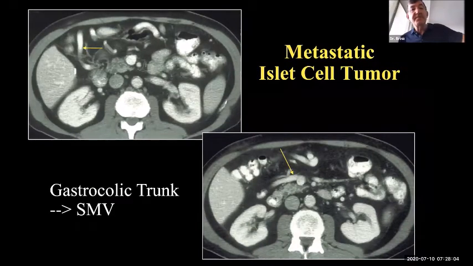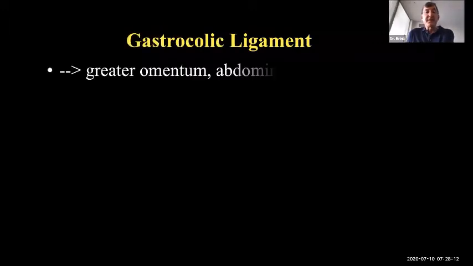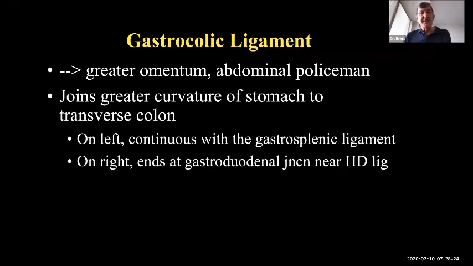All right. And that takes us now to the midline, where we'll look at the gastrocolic ligament and its pair, the transverse mesocolon. The gastrocolic ligament, also known as the greater omentum, sometimes called the abdominal policeman, because the free portion of the omentum can wall off inflammatory processes when untreated within the abdomen. It does join the greater curvature of the stomach to the transverse colon. On the left, it's continuous with the gastrosplenic ligament.